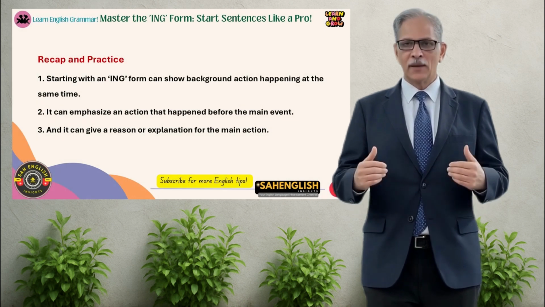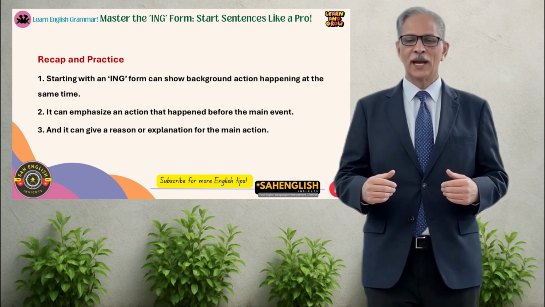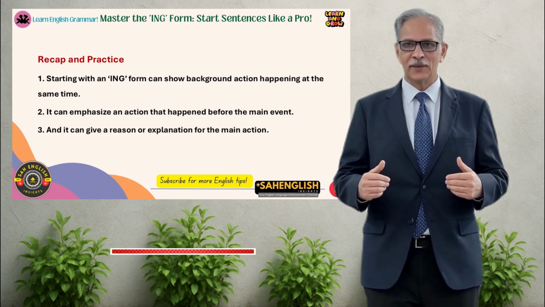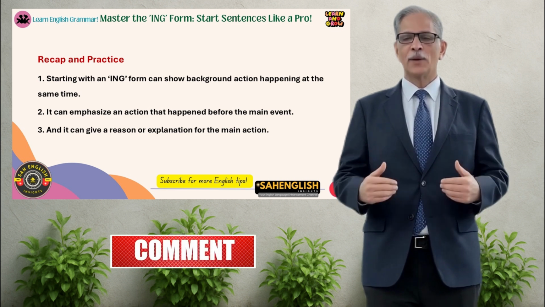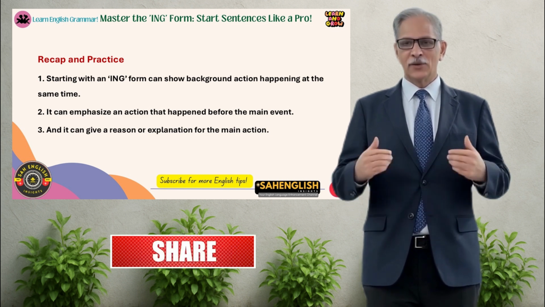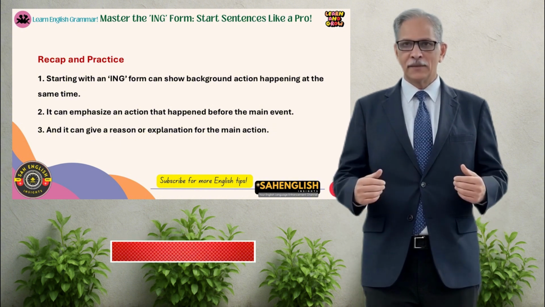Recap and practice. So let's quickly recap. 1. Starting with an ing form can show background action happening at the same time. 2. It can emphasize an action that happened before the main event. 3. And it can give a reason or explanation for the main action.